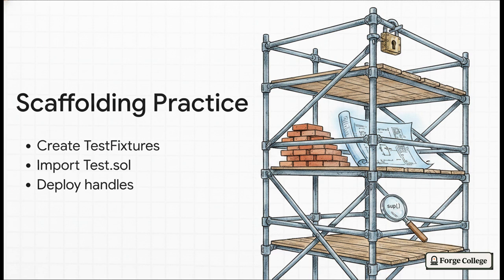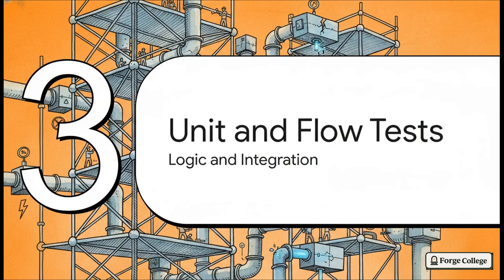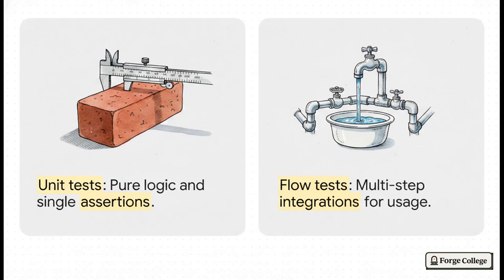All right, Section 3, unit and flow tests. Okay, our scaffolding is up, the site is secure, and now it's time to actually test our materials. And this brilliantly illustrates our 2 main approaches. Over on the left, we've got unit tests. Think of these as your bricks. They focus entirely on pure logic, edge cases, and ideally, they contain just a single assertion. They verify that one specific piece of material is structurally sound.